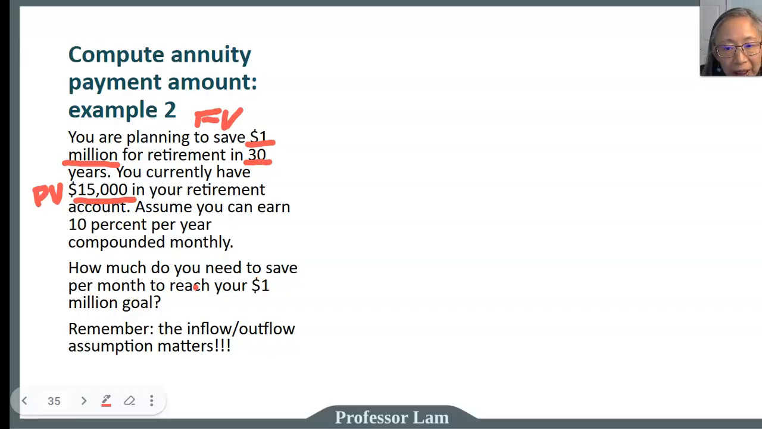The most important part in here is to figure out which one should you put in as inflow and which one should you put in as outflow. So money that is going into the account will make that an outflow, and money that's coming back to us will be an inflow. So that means the $1 million is going to be an inflow. The $15,000 that you already have, that is an outflow. Take a minute to think about it. This is money you're putting into the account. Just like each month, you're going to put additional money into the account. So all the money that's going into your account is an outflow.